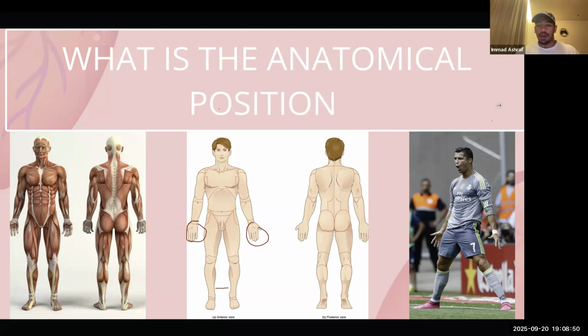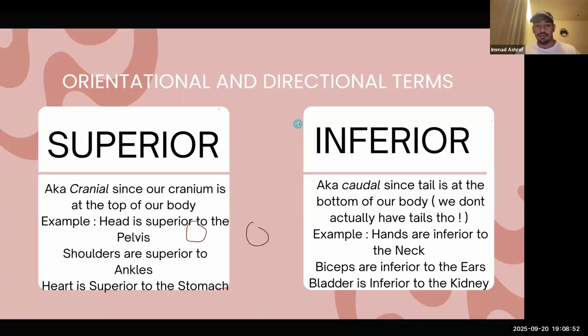Okay. Now we move on to the next, which is the orientational and directional terms. So basically, when we talk about anatomy, we need to describe what we're talking about. And how do we describe it? We describe it using certain terms. These are not the same as normal English terms. And the reason is because the body is so complex, those normal terms no longer suffice. You know what I mean? So like you can't use words like above or below or behind. You need to use specific terms. And I'll tell you how to use them. And we'll have examples and we'll have pictures to make you understand, right?